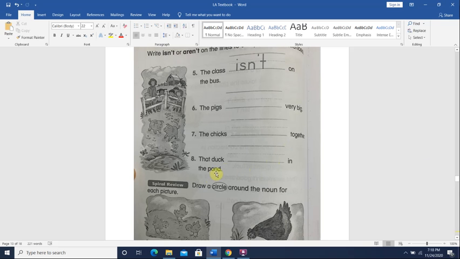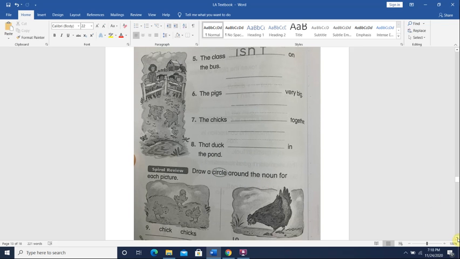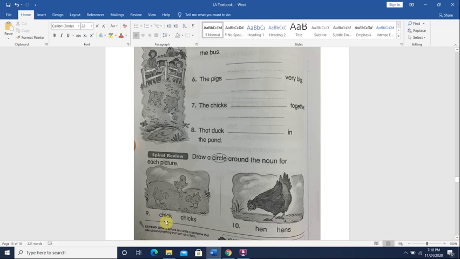Okay, for 9 and 10, draw a circle around the noun. We will draw a circle around the noun. Let's look at what's written. Okay, number 9. Is it chick or chicks? We have 1, 2, 3. So it's plural. We will circle chicks with the S. We have hen and hens. Remember, a hen is a mommy chicken. There's only one hen, so we will circle hen without the S. All right, guys?